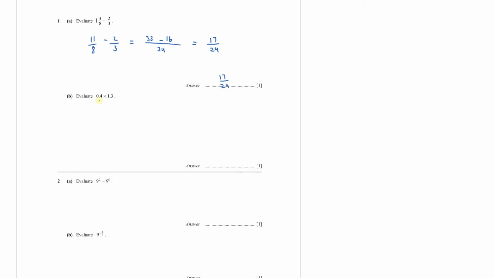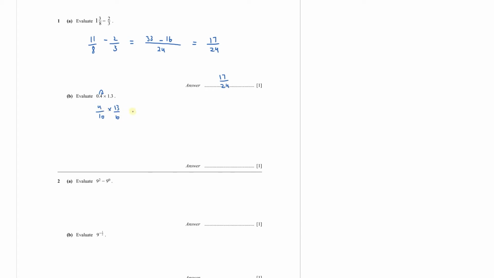Part B is evaluate 0.4 times 1.3. So what I like to do is convert them into fractions so that I can remove the decimal. So I'll remove this decimal by moving it one place to the right. So this will become 4 over 10 and then this will become 13 over 10.